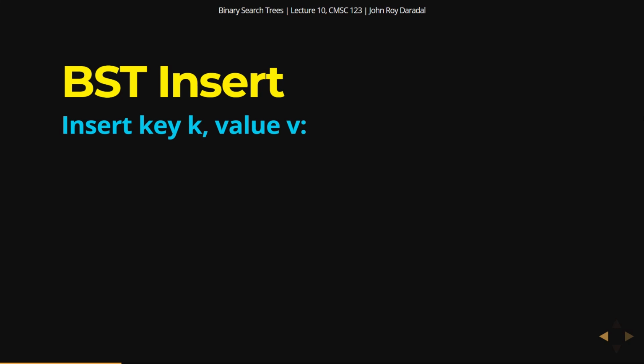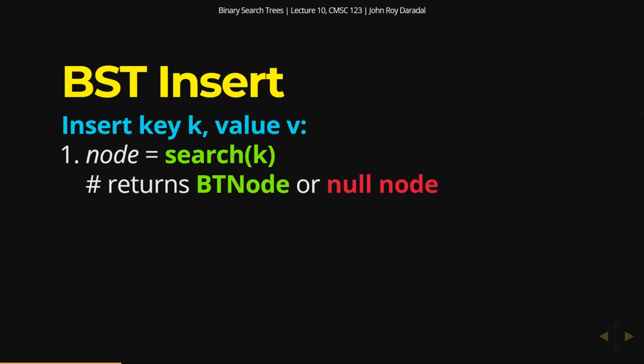Now how about for insert? If you want to insert the key K and the value V, then first we will need to do search. It's important that you understand how search works, because for insert and delete we will always use search. So please make sure that you understand how BST search works first before proceeding with insert and delete. Going back, before inserting, you need to do search for the key K. It will either return a node or a null node. If it returns a node, that means that the key K already exists. If it returns a null node, that means that it doesn't exist and we can add it.